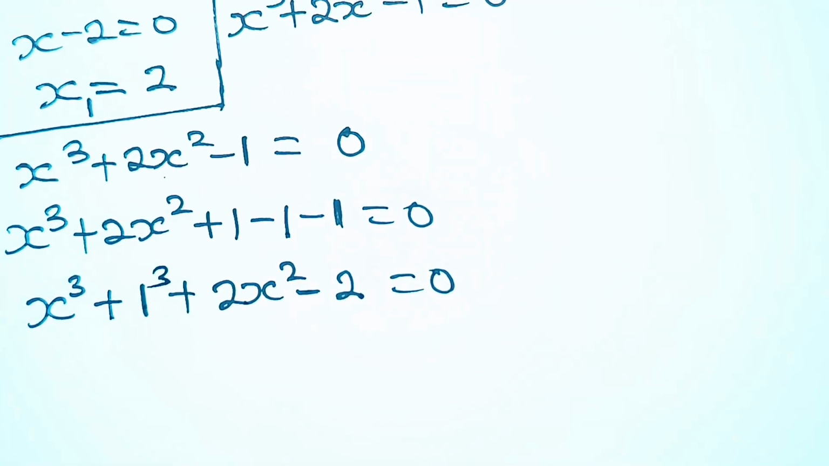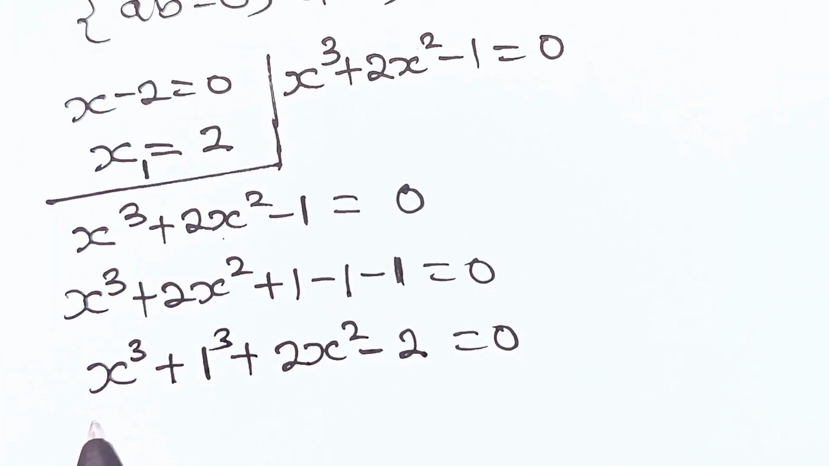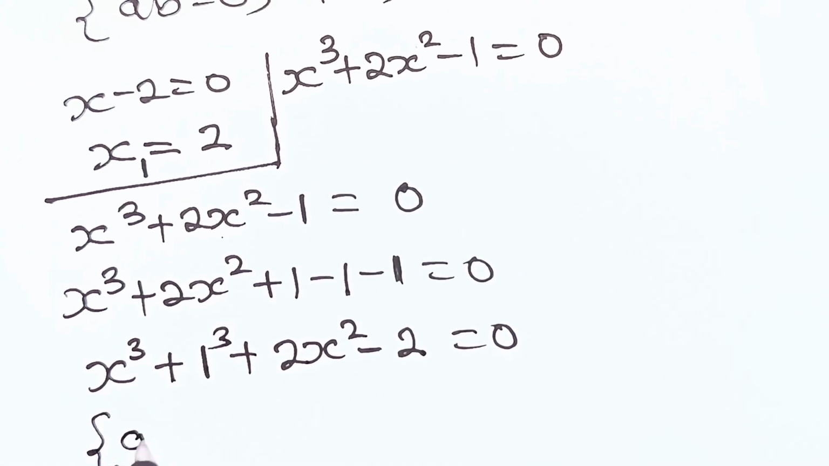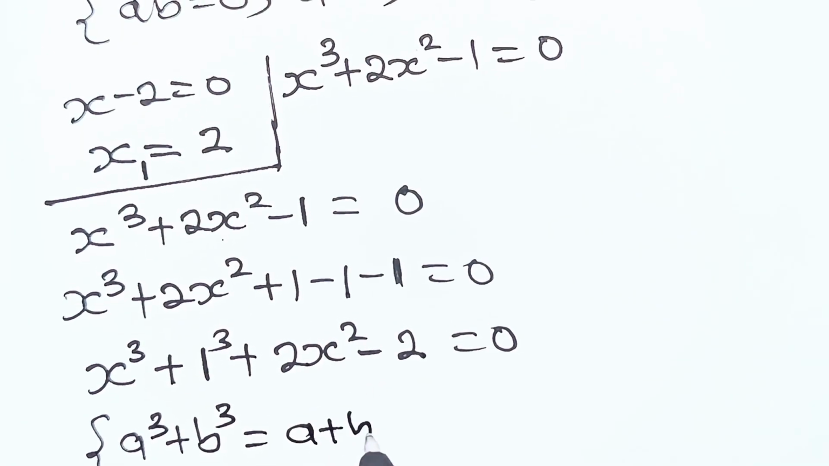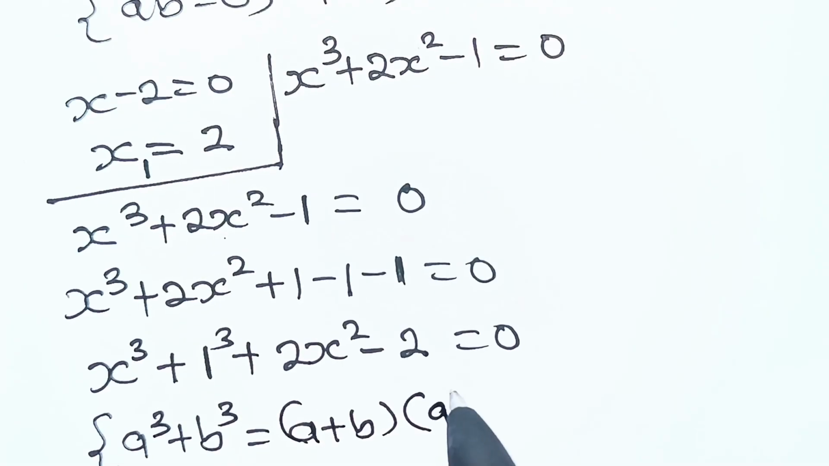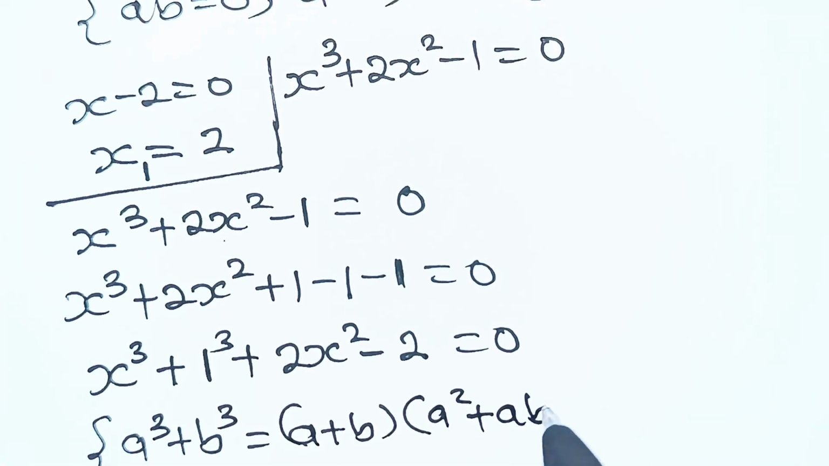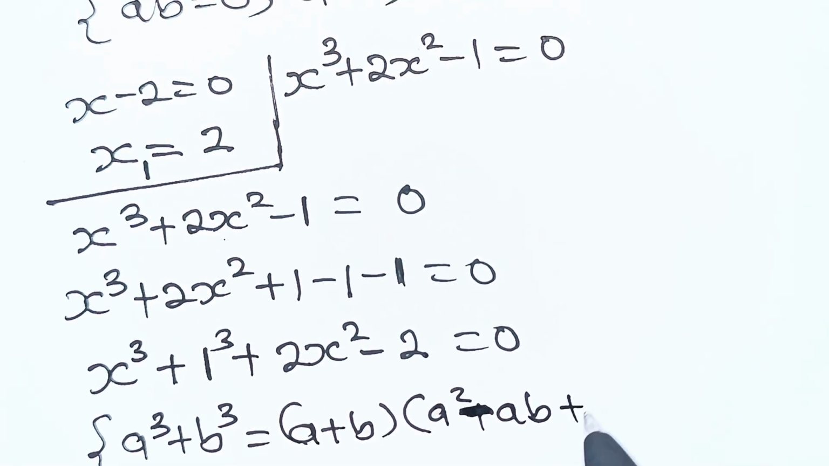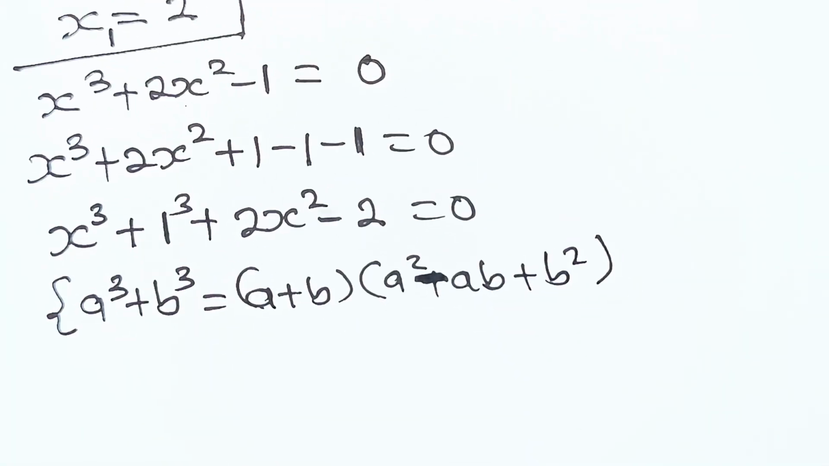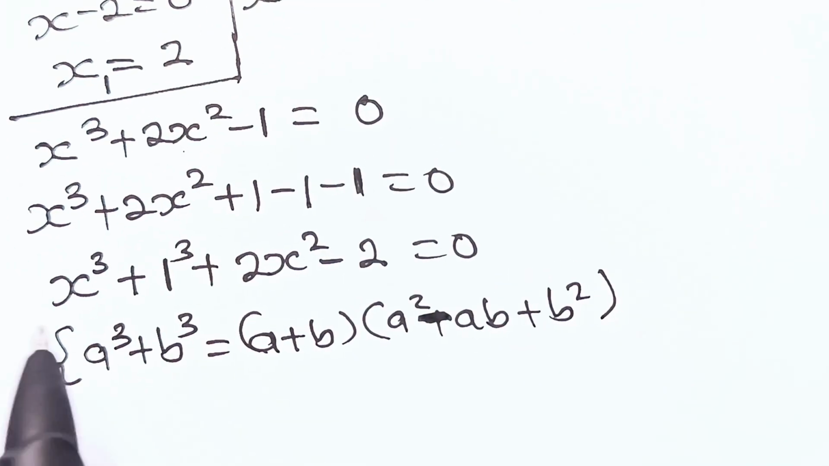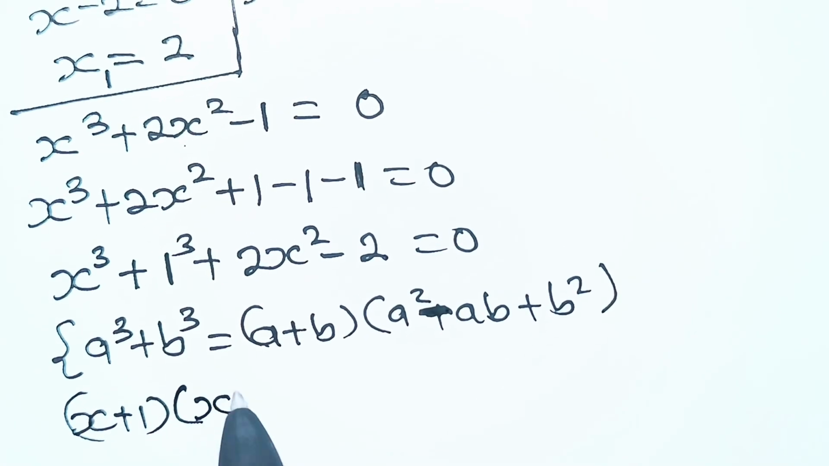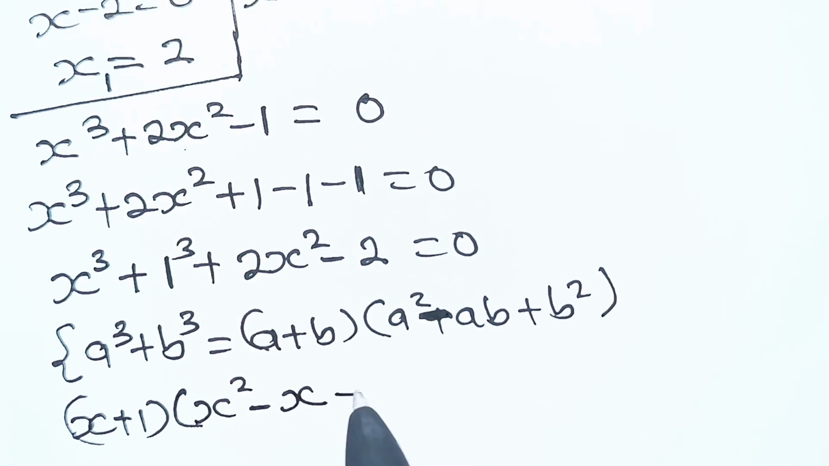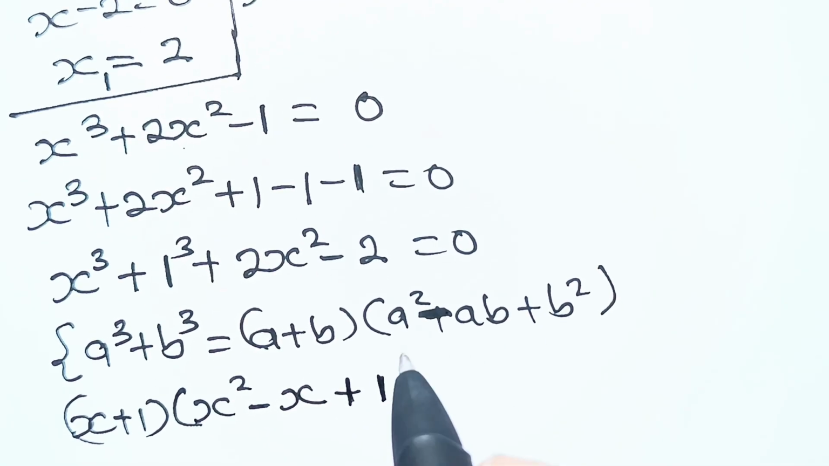Now 1 is the same as 1 to the power of 3. And I want you to remember that a to the power of 3 plus b to the power of 3 is equal to a plus b multiplied by a squared minus ab plus b squared. Therefore, we can write this as x plus 1 multiplied by x squared minus x times 1, which is still x, plus 1 squared, which is still 1, right?